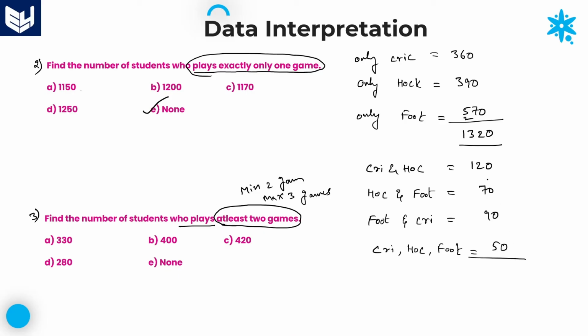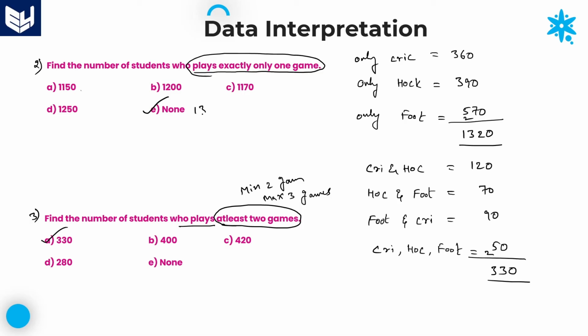Now you just add all the values. Units place is 0. Tens place: 2 plus 7 is 9. 9 plus 9 is 18. 18 plus 5 is 23. 2 is the carry forward. Next, 2 plus 1 is 3. 330 is the sum of all these 4 values. It means the number of students who play at least 2 games is equal to 330. Among the options, 330 is the right answer for this question. That is option A.